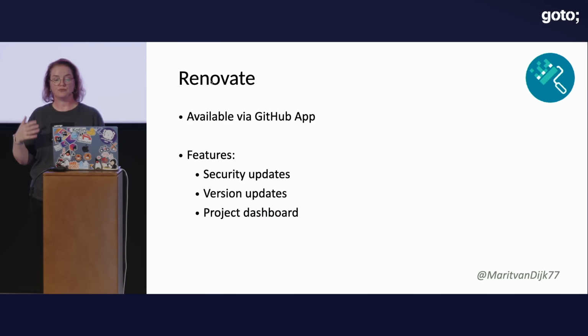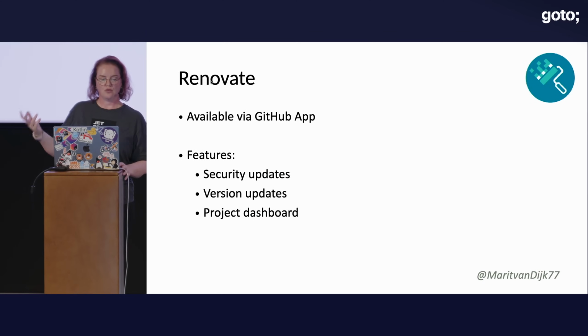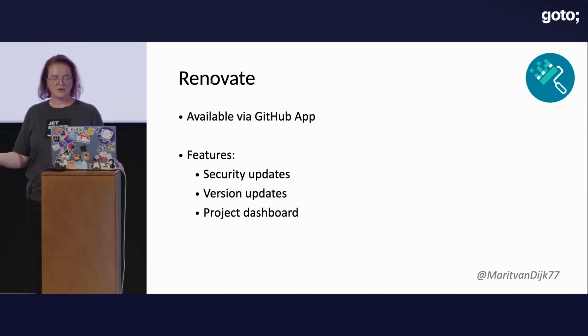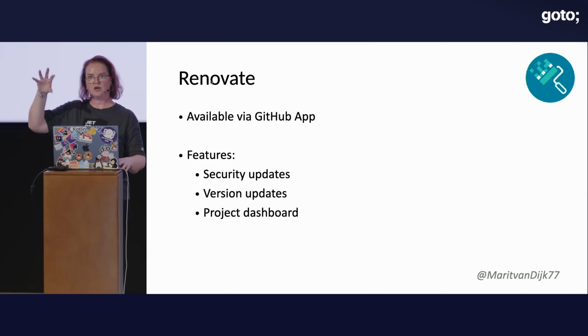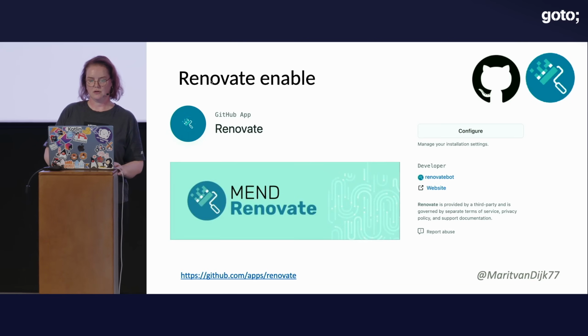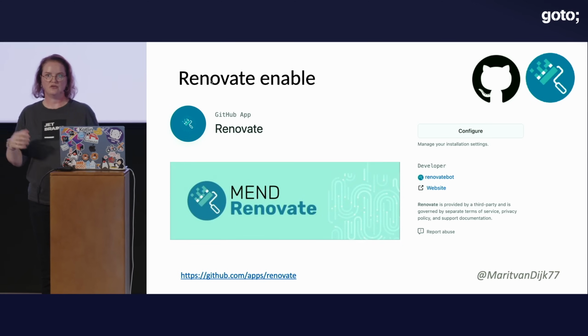The next option is Renovate, which is what we used at my previous employer. They also offer security updates and version updates, and they give you a project dashboard, which shows you what you need to update for your particular project. It's not GitHub native, but there is a GitHub app. I tried them all on GitHub because that was the easiest way for me to try them.